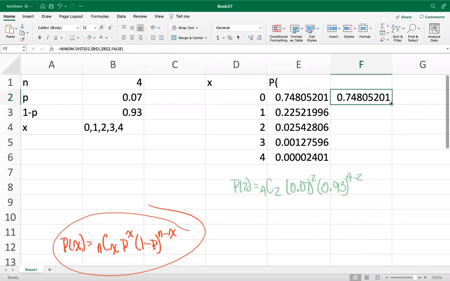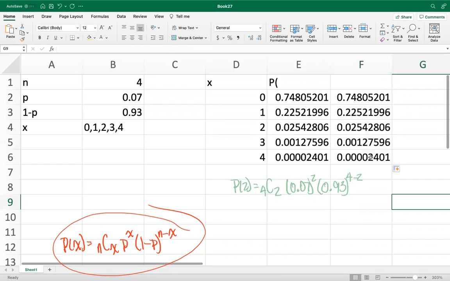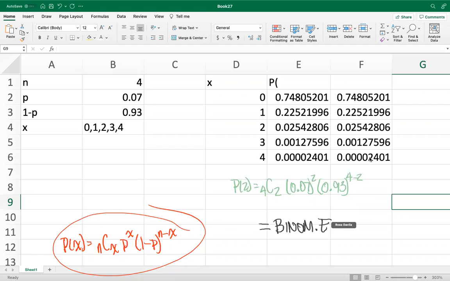And once we do that, we could grab this and drag it down. And you see that we have the exact same values for each of these. And there you go. So one more time, what we're putting down for these, it's equal to binomial distribution. I'm sorry, distribution, not experiment. And the values that we're putting in here are the number of successes, N, P, and either true or false.